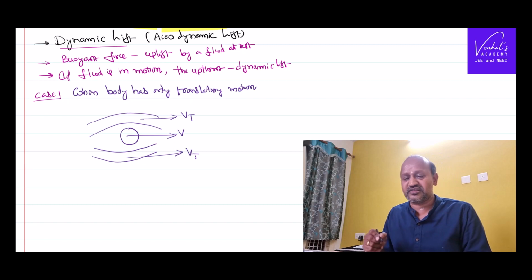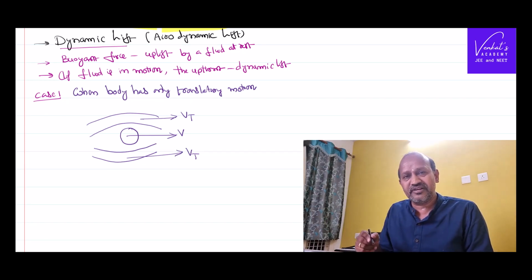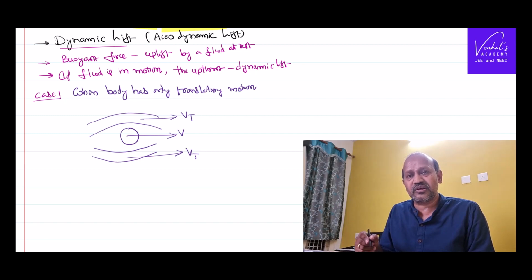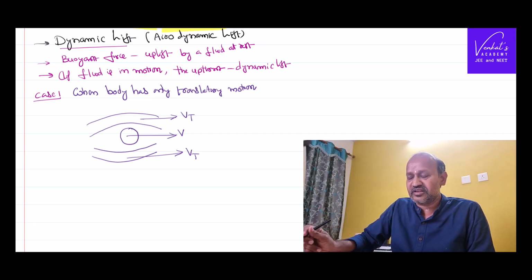I'm calling it the velocity due to the translatory motion, Vt. Anyway, you can notice the upper and lower parts of the fluid are equally influenced, and hence they don't have any special dynamic effect.